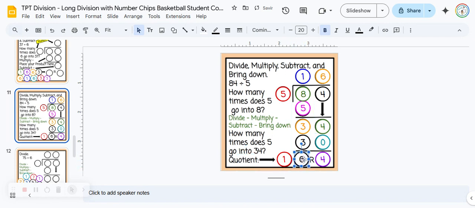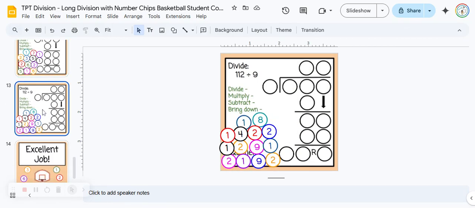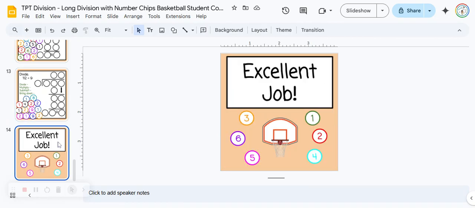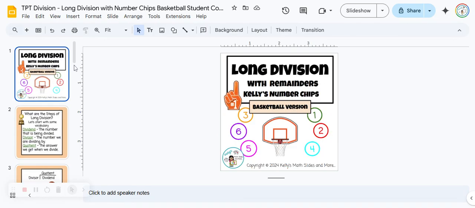And again, they have to use every single number. And they've got a few more to practice. When they finish, they get a little excellent job on the final slide. So this is the basketball version of long division with remainders.